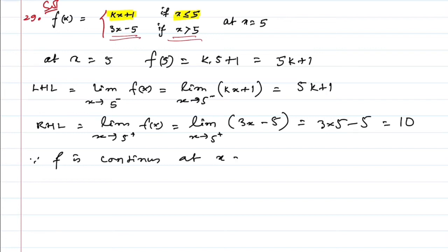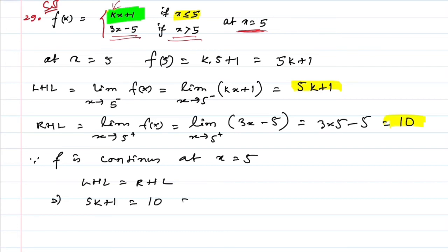Now, since f is continuous at x equal to 5, we need to find a value of k so that f is continuous at x equal to 5. So the left hand limit and right hand limit at this point must be equal. 5k plus 1 must be equal to 10, so 5k is equal to 10 minus 1. So k will be equal to 9 by 5. That is the answer. That's how we can solve it.